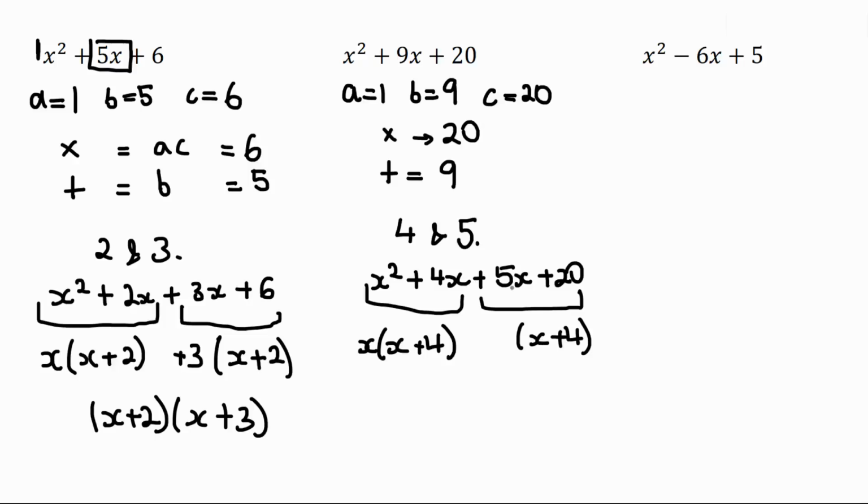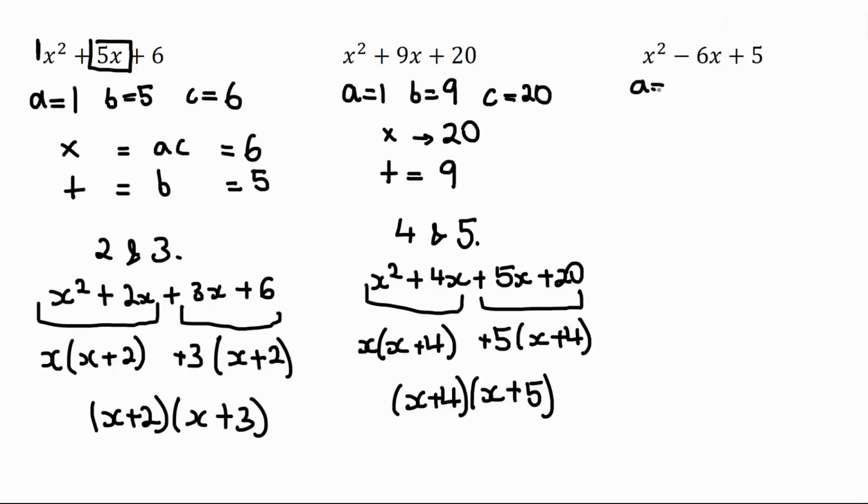And what times x makes plus 5x? Well, that's plus 5. And just to make sure, 5 times 4 does make 20. So we're going to take this bracket here, x plus 4, and this next bracket, x plus 5. That's great. So that's this one factorized. Let's move on to this one, which actually introduces a negative sign.